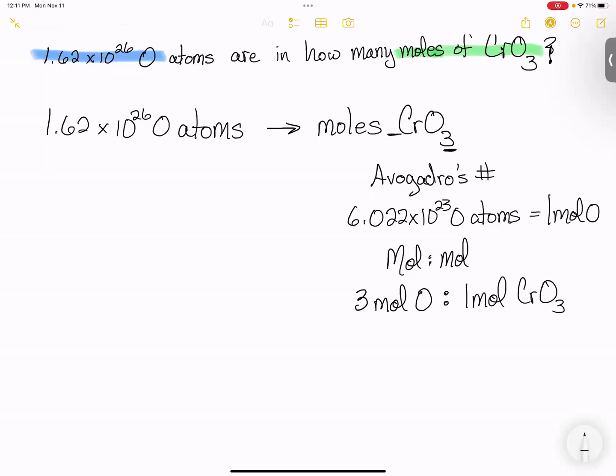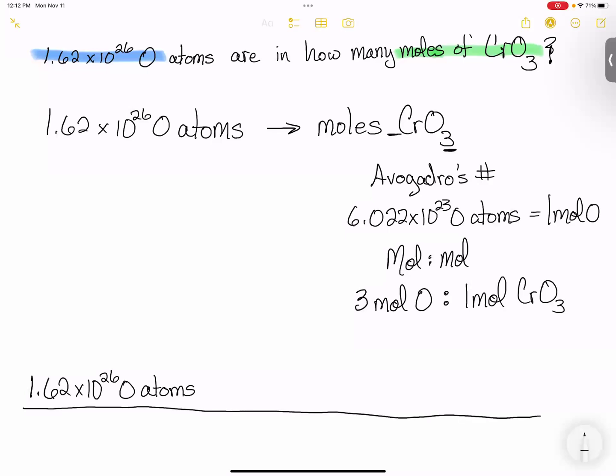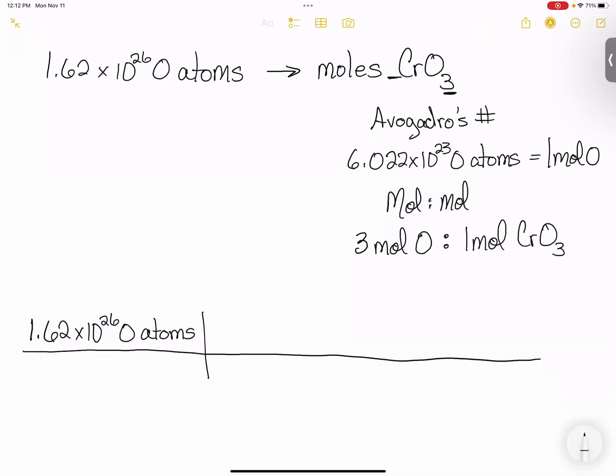I didn't mean to go there this quick, but we're going there. So when I begin the problem, I start with the 1.62 times 10 to the 26 oxygen atoms. What goes in the denominator of the equalities that I developed? It is the 6.022 times 10 to the 23rd oxygen atoms. Why did you choose that one?